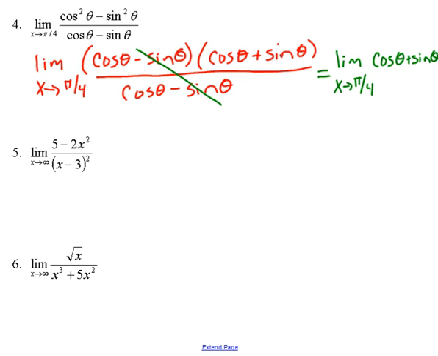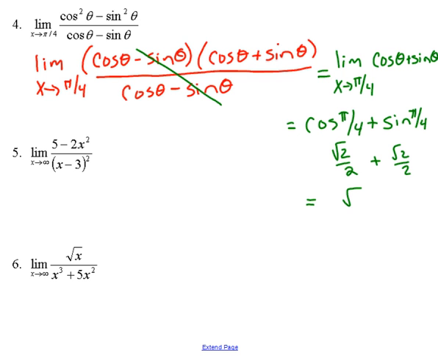Okay, so I have cosine of pi over four plus sine of pi over four. And this is root 2 over 2 plus root 2 over 2, which gives you 1/2 plus 1/2 is 1. So this is 1/2 of root 2 plus 1/2 of root 2. So it's just going to end up being root 2. All right.